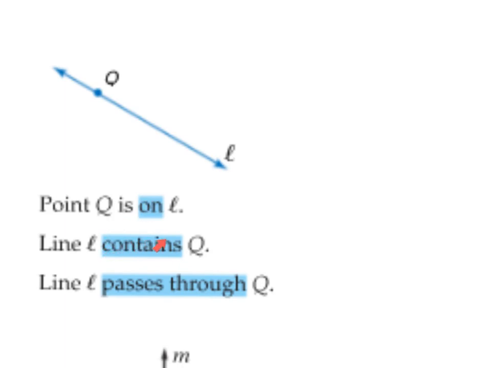So this is another way to describe this picture. A third way would be that line L passes through point Q. So these are three ways to describe the same line picture with one point on it.